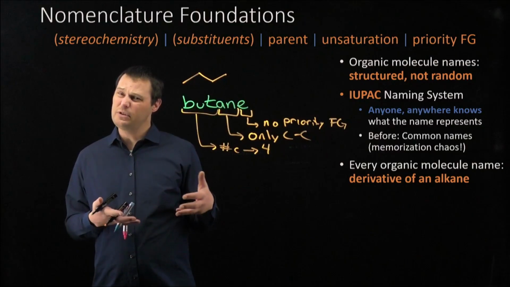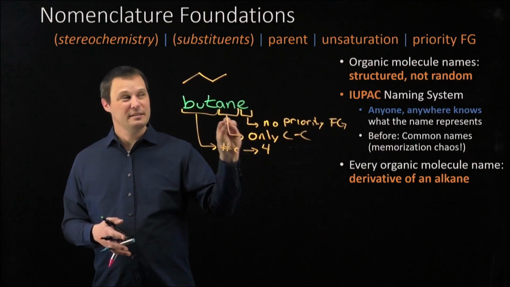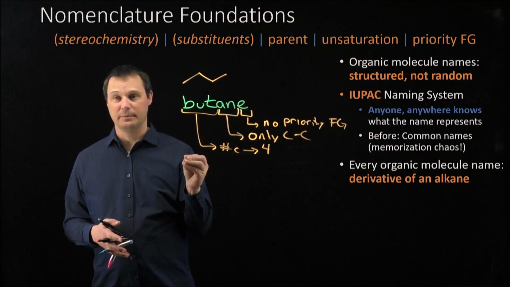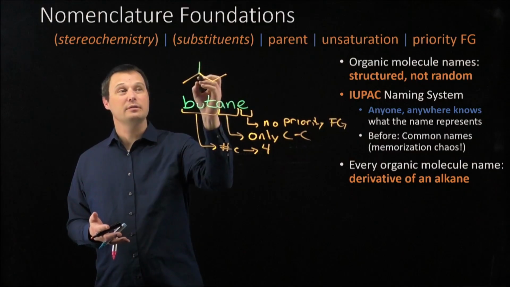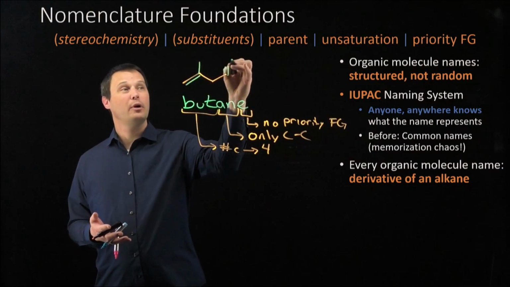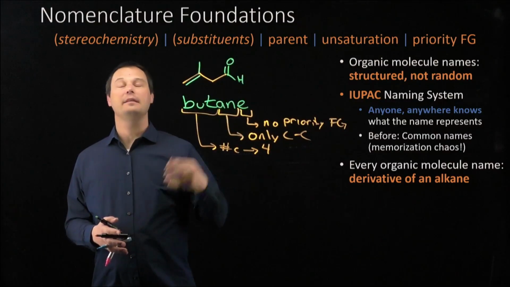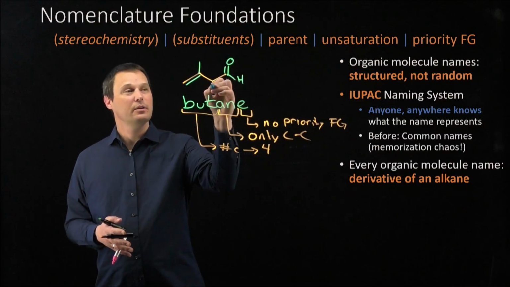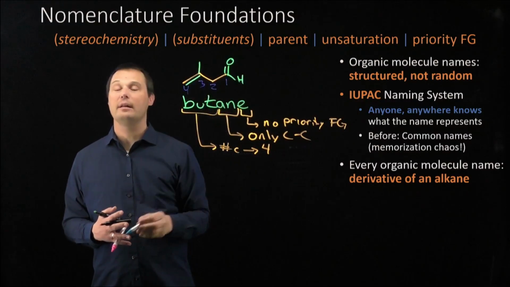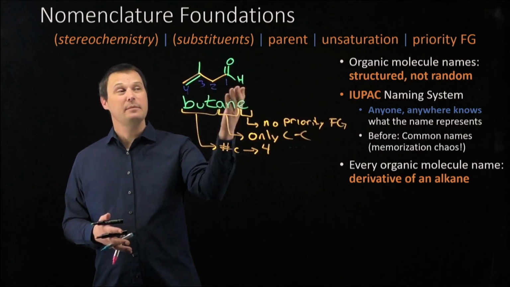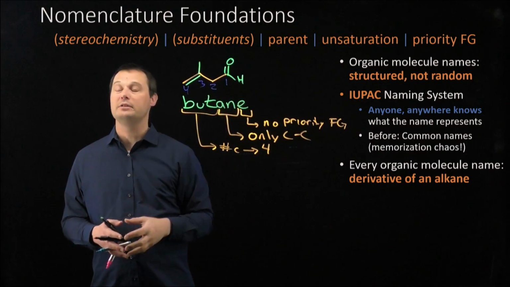This might feel slow at the beginning, but understanding this saves you hours later. When we start to add branches or double bonds or priority functional groups, we don't start over. We modify the name of the parent hydrocarbon. There are still 4 carbons in this molecule's parent, and that tells us the name of this molecule will be a derivative of its butane parent.